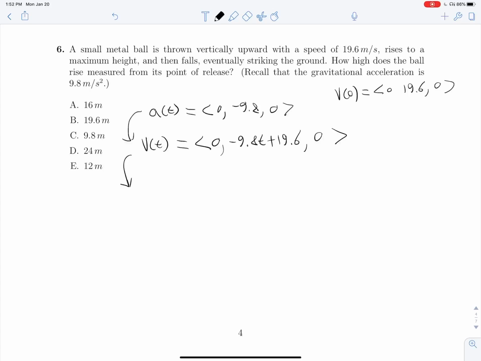Now we can integrate one more time to find R of t. R of t will just be 0, negative 4.9 t squared plus 19.6 t. And let's see, we are starting from the ground, aren't we? Rise to a maximum height, then falls. Okay, it does not matter where we start. All we care about is how high the ball rises from its point of release. So we're going to say that that point of release, R0, is just 0, 0, 0. It simplifies things a little bit.